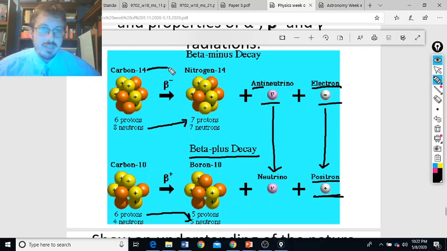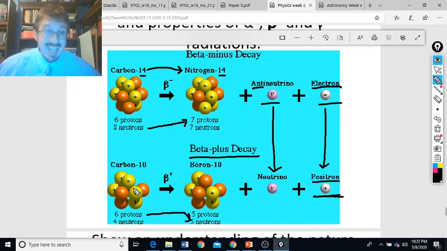So carbon 14 becomes nitrogen 14. We didn't change the number of nucleons, but because we changed the number of protons, we swapped a neutron for a proton in beta minus decay. We changed carbon 14 to nitrogen. So we went up on the periodic table, right? We increased the proton number.